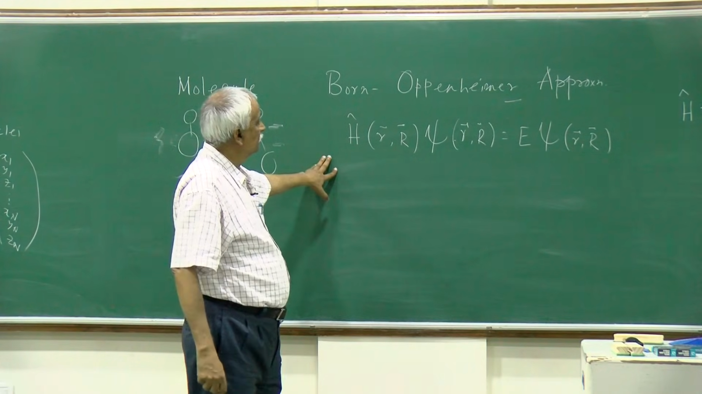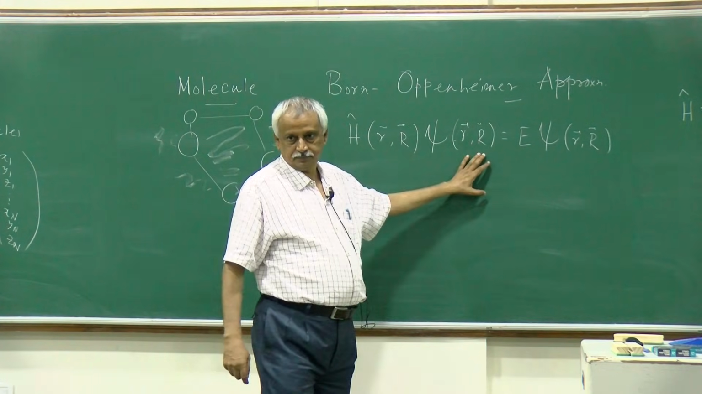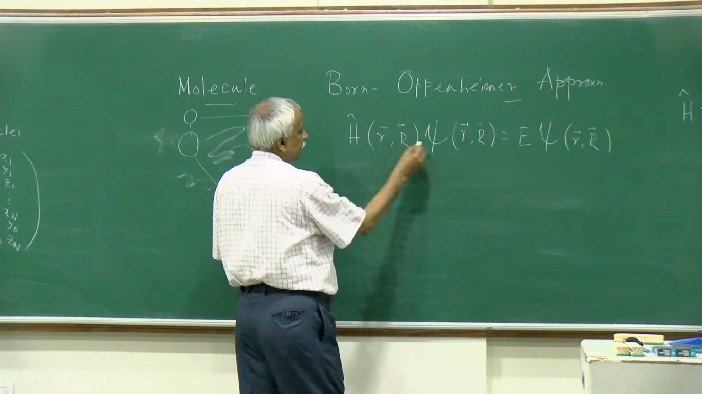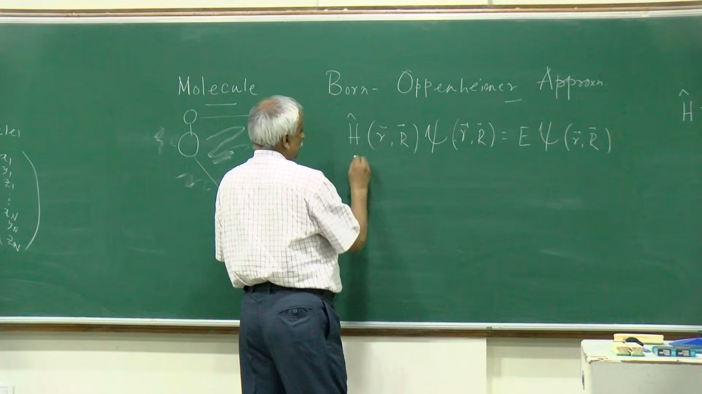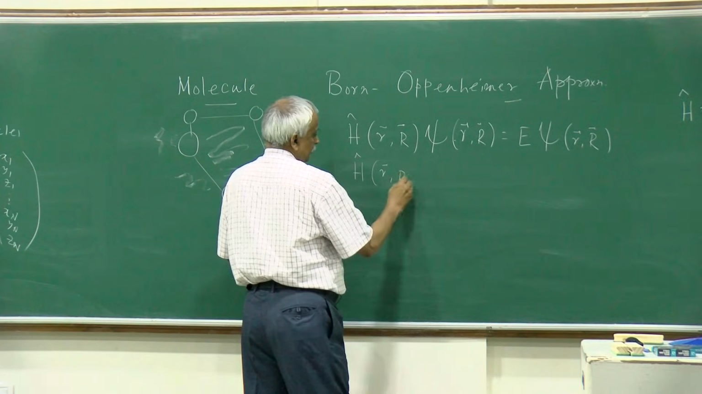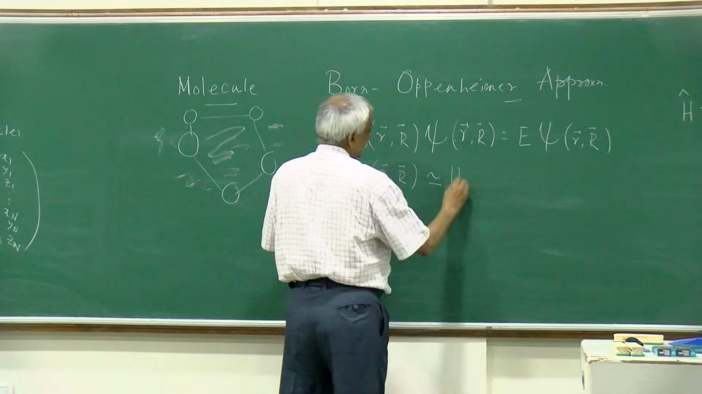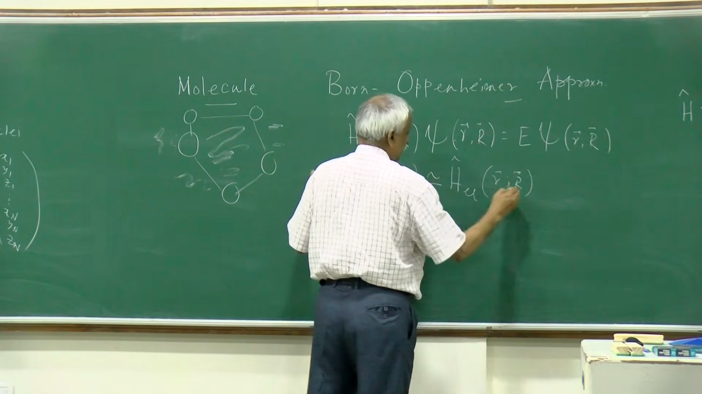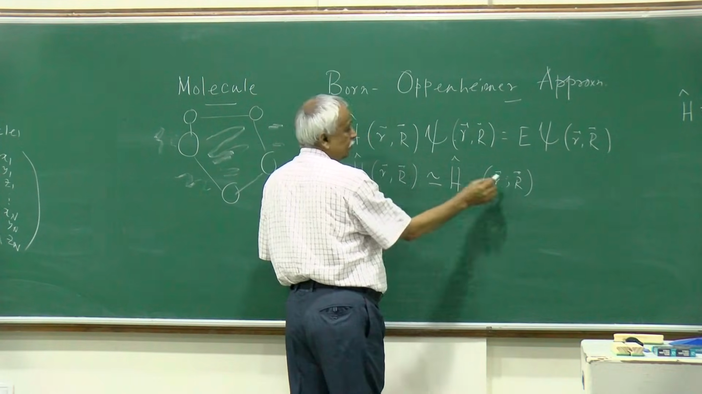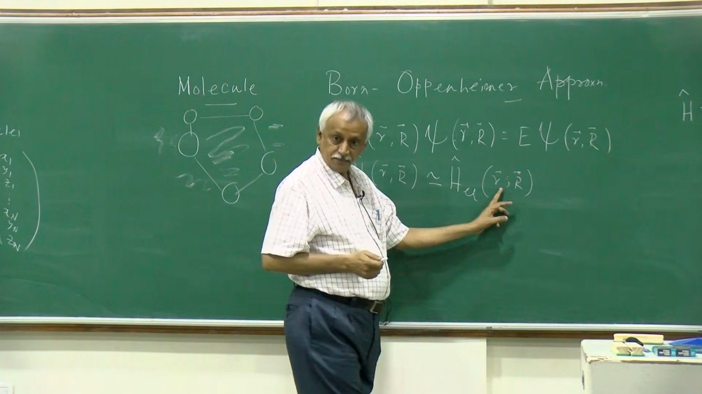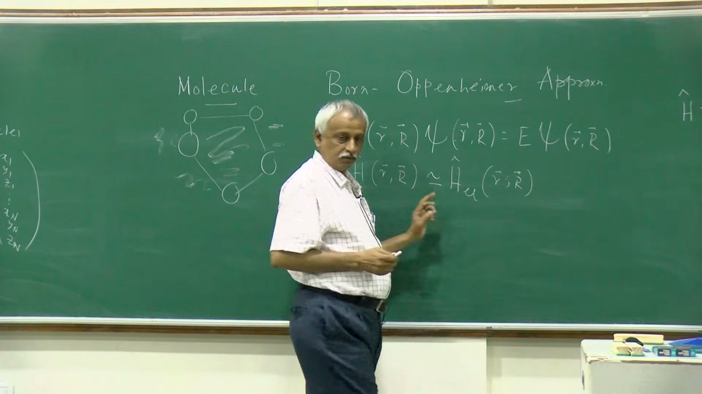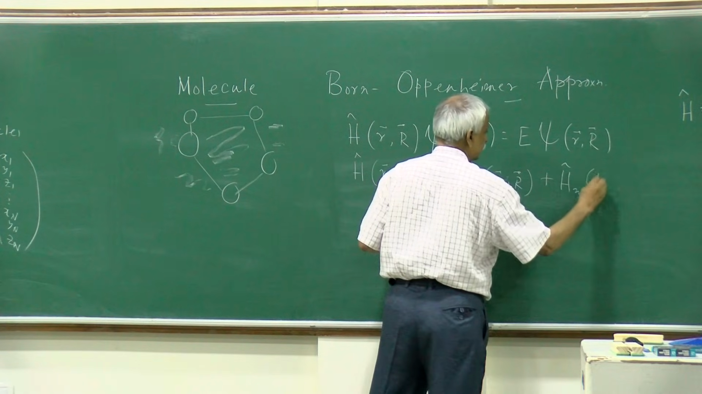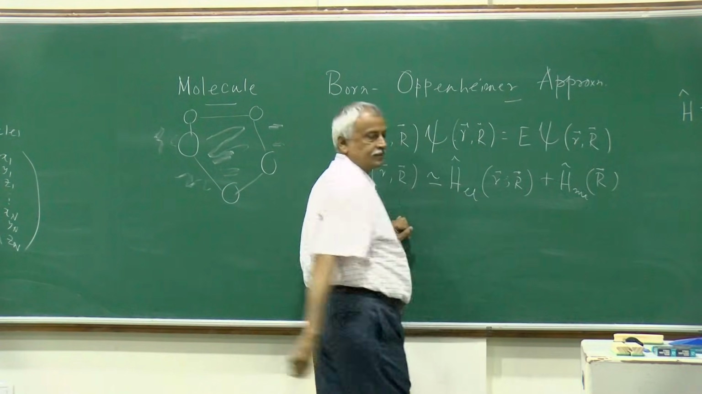The point here is that I will freeze the nuclei. So R is frozen. For a given R, I will write the Hamiltonian as approximately the electronic Hamiltonian. Here you can see, instead of a comma, I have put a semicolon. That means this R is now a parameter, not a variable, for the electronic Hamiltonian, plus a nuclear Hamiltonian, which exclusively depends on R, because it doesn't see any nuclear coordinate.